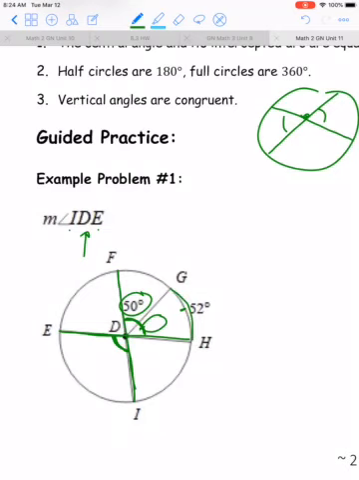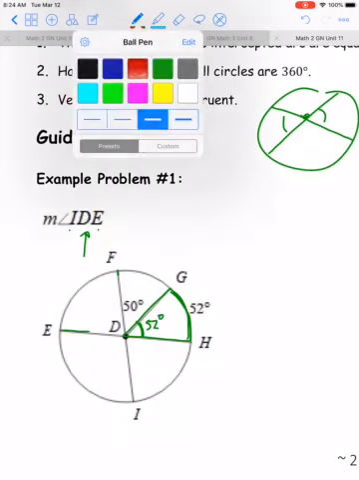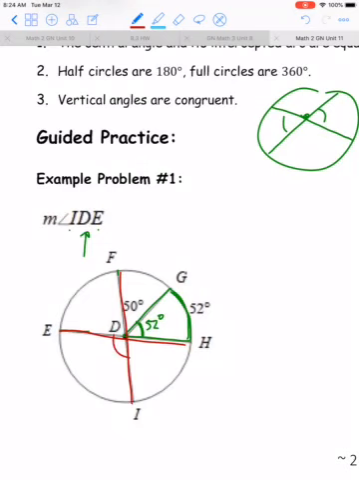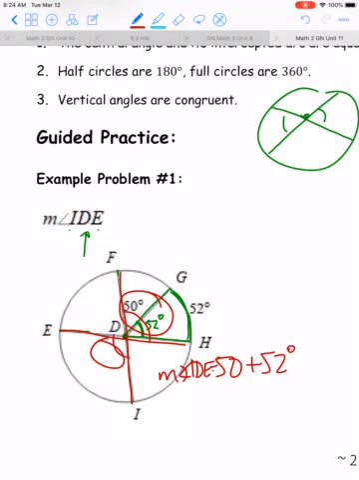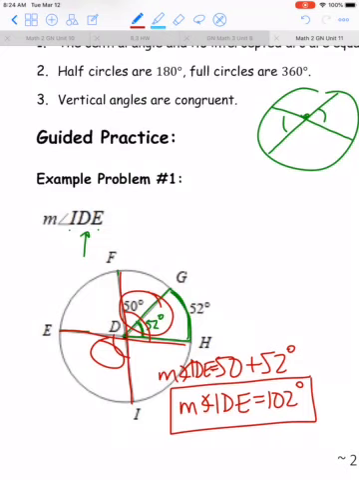So if this arc is 52, then, let me get rid of all these lines. If this arc is 52 between those two radii, then this angle is also 52. So we know that, let's do a different color. If these intersect and these are equal, then we just add these up to equal this. So we're going to get 50 plus 52 is angle IDE. So then the measure of angle IDE is 102. So they're the same size.